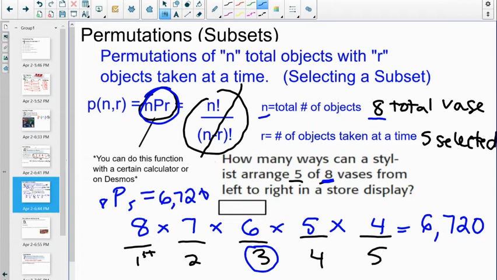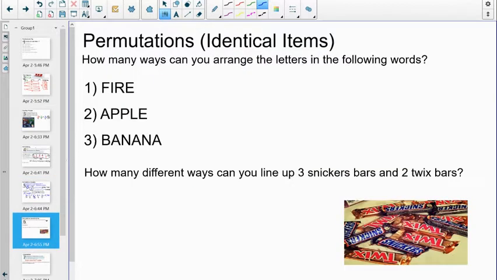Going into permutations with identical items. So how many ways can you arrange the letters in the following words? So we know that it's the number of letters over repeats.